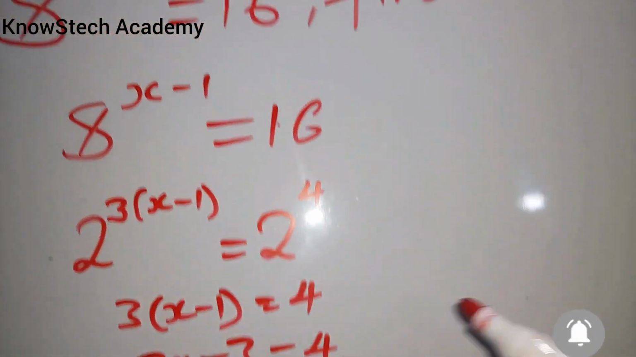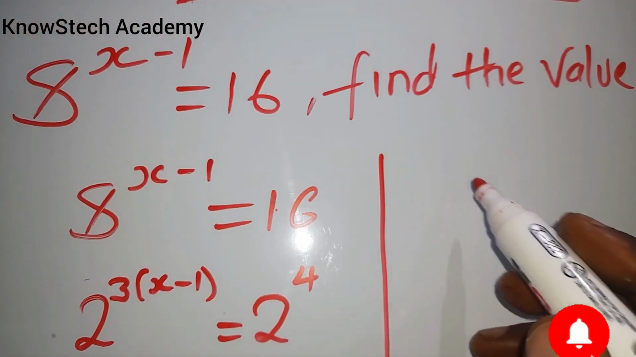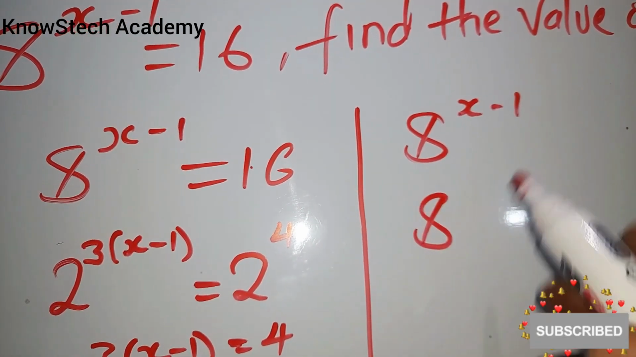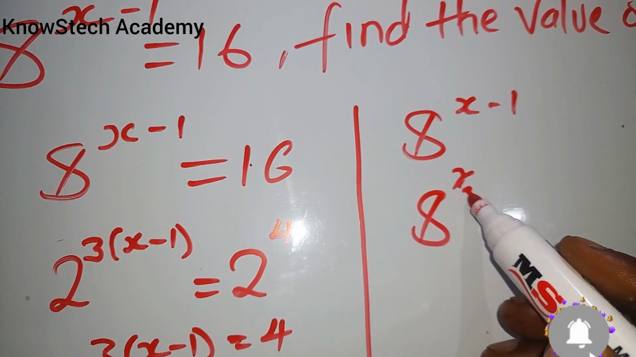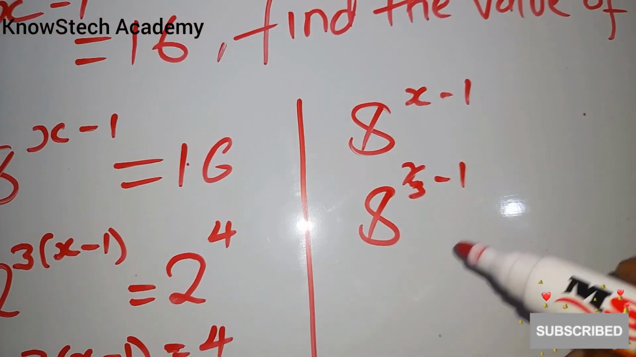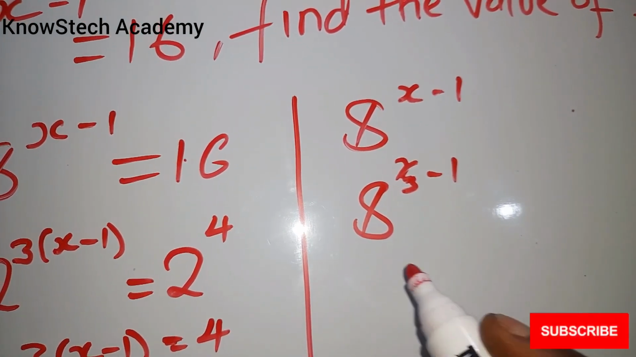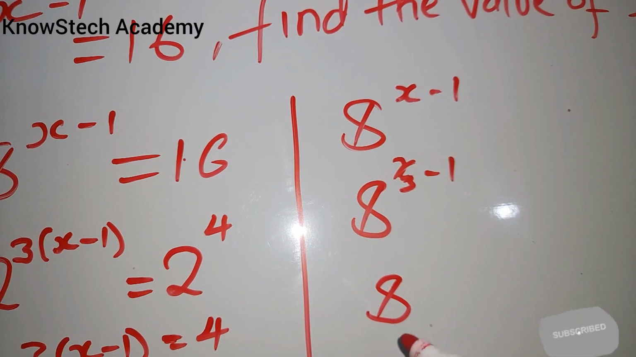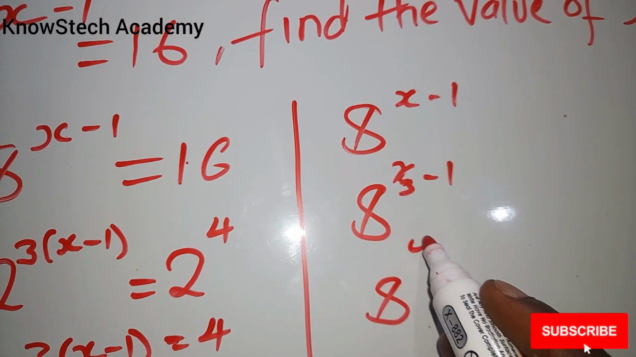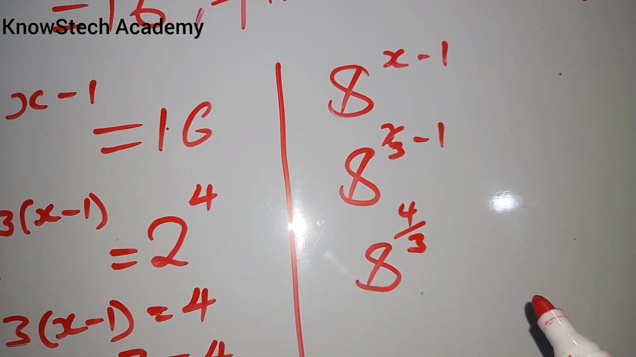So 7 over 3, if you prove, let's try it here. 8 to the power x minus 1, where x is 7 over 3 minus 1. Then 7 over 3 minus 1 here gives 8 to the power 4 over 3.